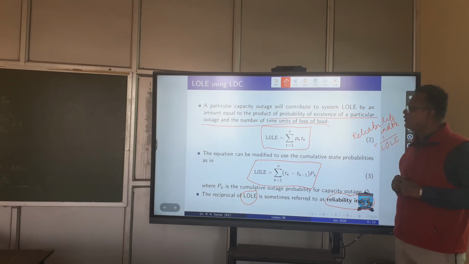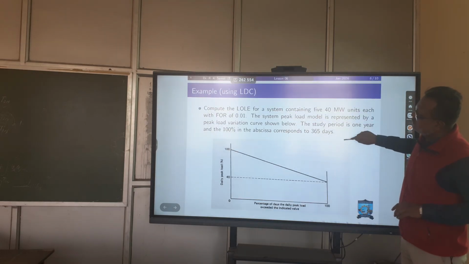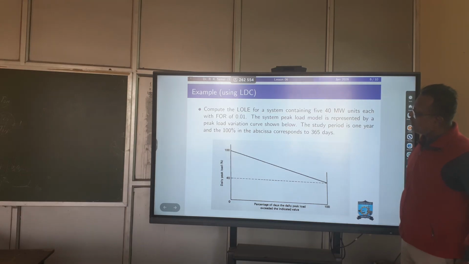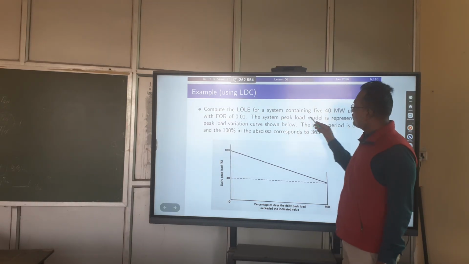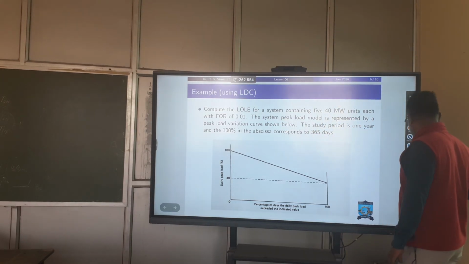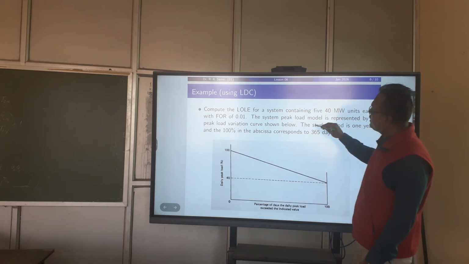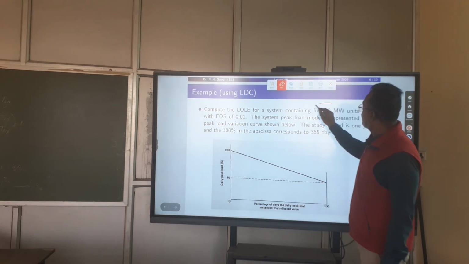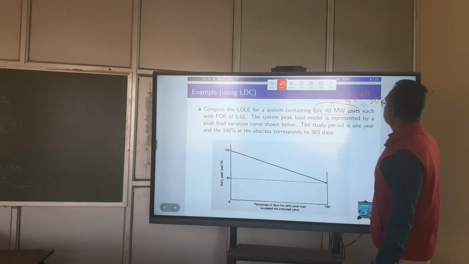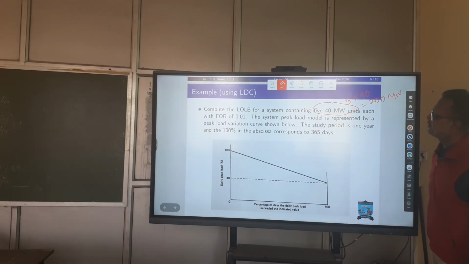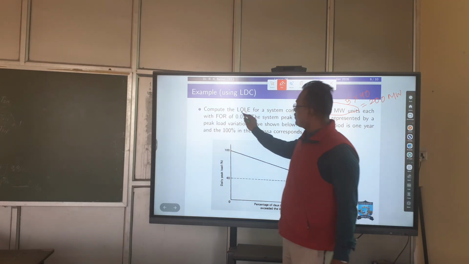Now we'll see how we use this formula for a particular problem. So this is the example using LDC, load duration curve. Compute the loss of load expectation for a system containing 5 units of 40 megawatt. So indicatively write the statement of the problem. So 5 into 40, 200 megawatt is the capacity. And in this case FOR is 0.01.